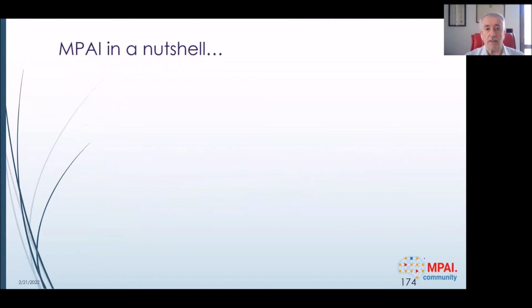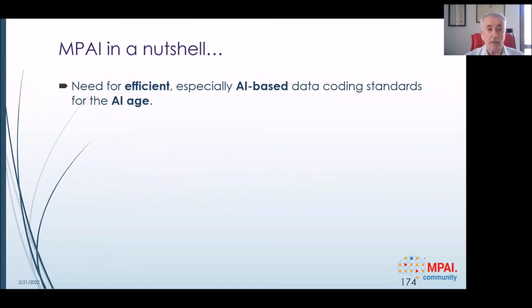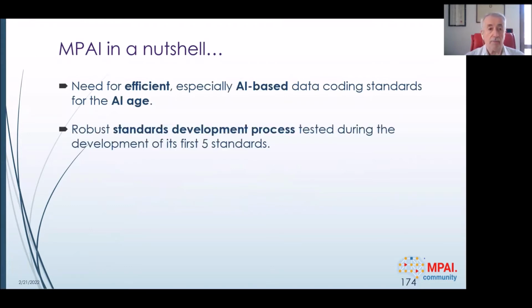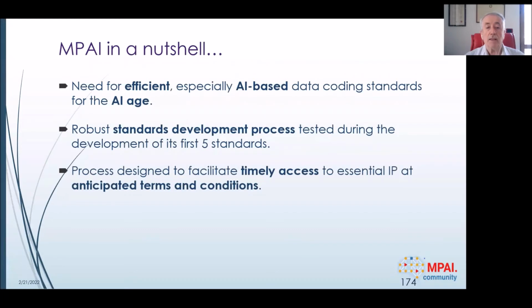So what is MPAI in a nutshell? It is an organization that responds to the needs for efficient and especially data coding standards for the AI age. It has a robust and reliable standard development process, and this has already been tested during the 15 months of work to develop the first five standards.